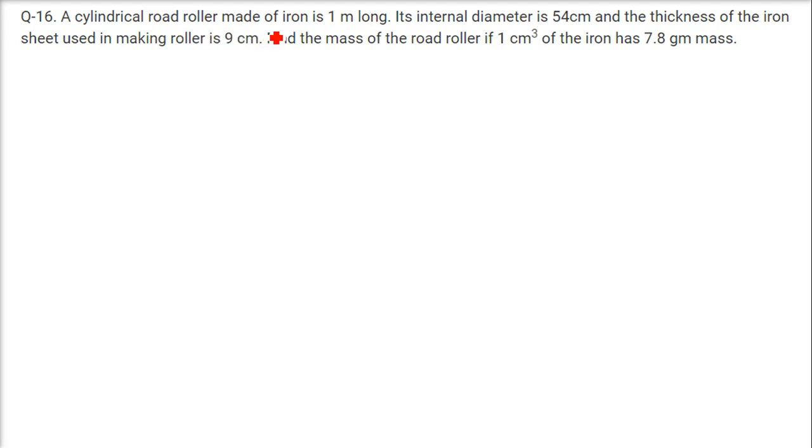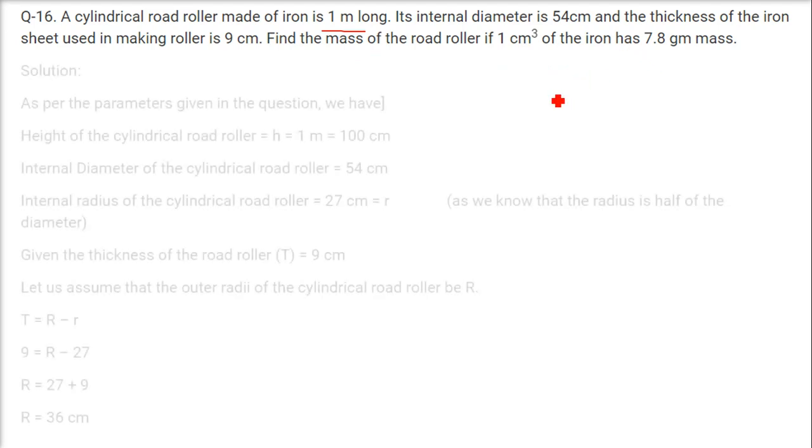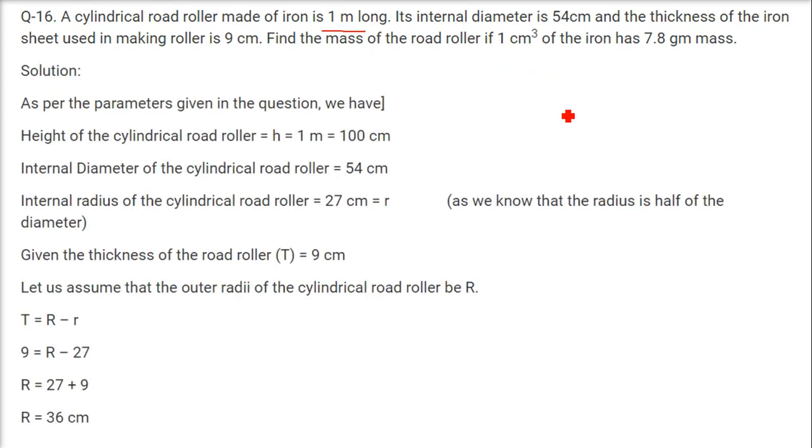A cylindrical road roller made of iron is 1 meter long. Its internal diameter is 54 centimeter and the thickness of the iron sheet used in making the roller is 9 centimeter. Find the mass of the road roller if 1 centimeter cube of the iron has 7.8 gram mass. So here we have a road roller. We assume it to be cylindrical in shape.